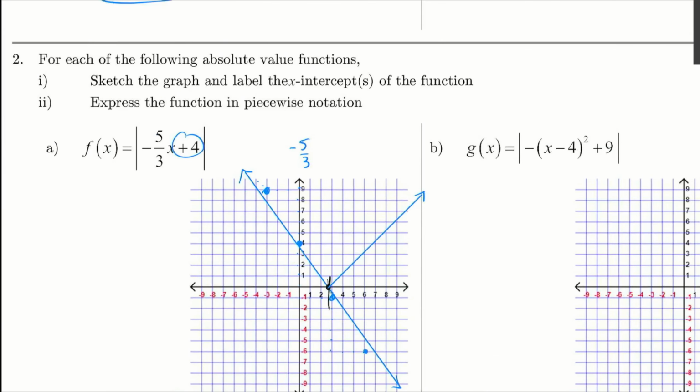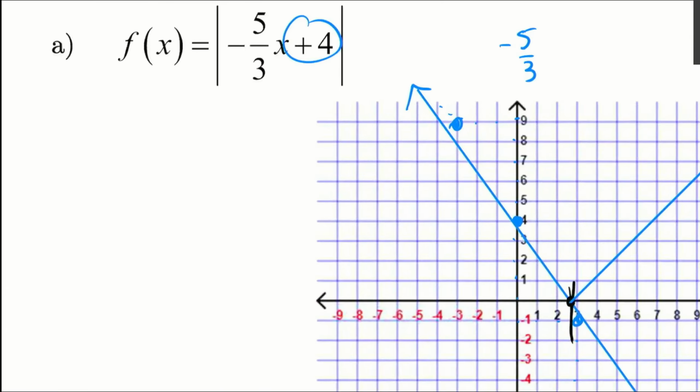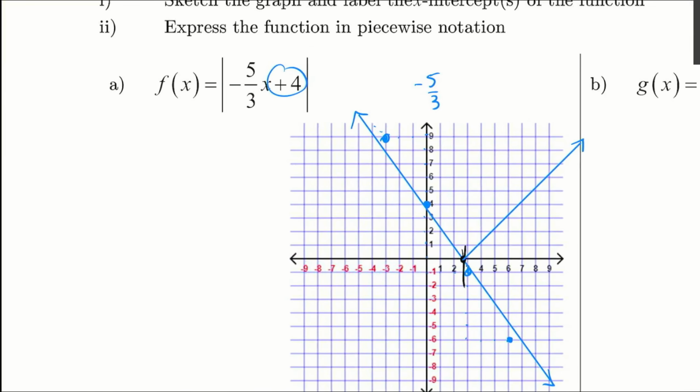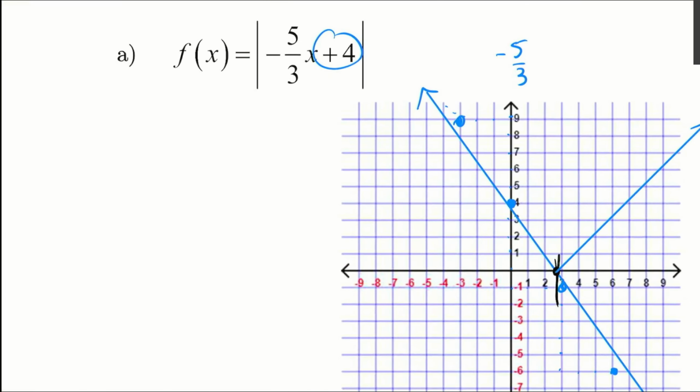Now you're asked to express this function in piecewise notation. So how do we actually express something in piecewise notation? To begin with, we have to write brackets that look like this.